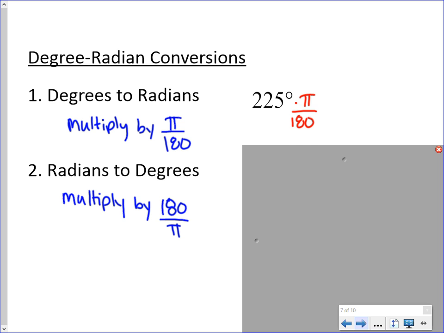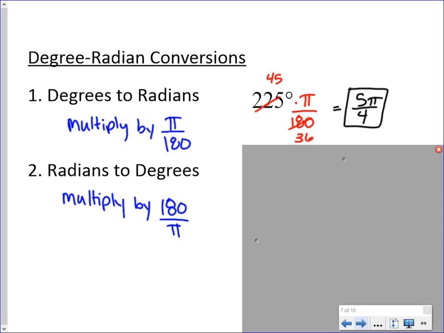Like what goes into 225 and 180? 5, definitely. So let's at least reduce it by 5. This one would be 45, 225 divided by 5, and then 180 divided by 5 is 36. And then do 45 and 36. Could you reduce them any further? Yeah, they're both divisible by 9. So if they're both divisible by 9, my final answer is going to be 5 pi over 4.